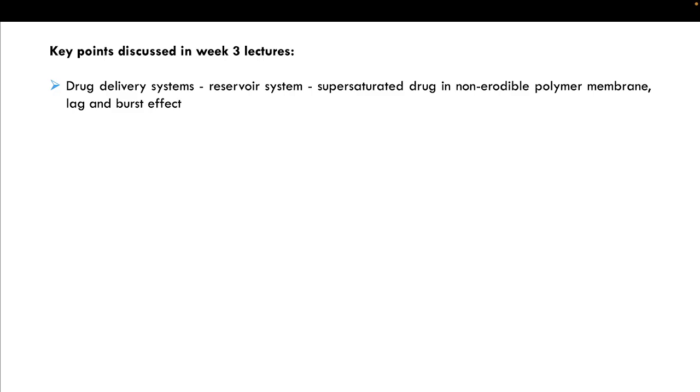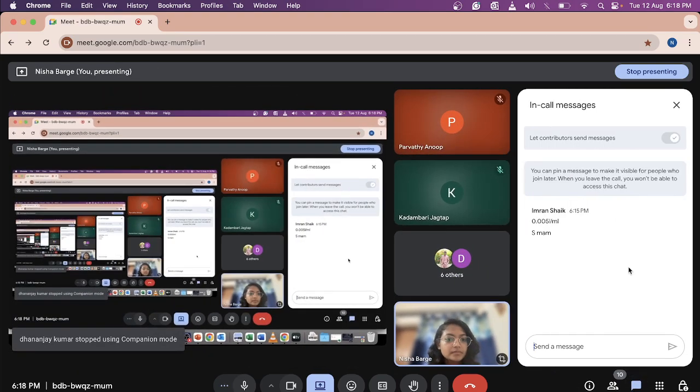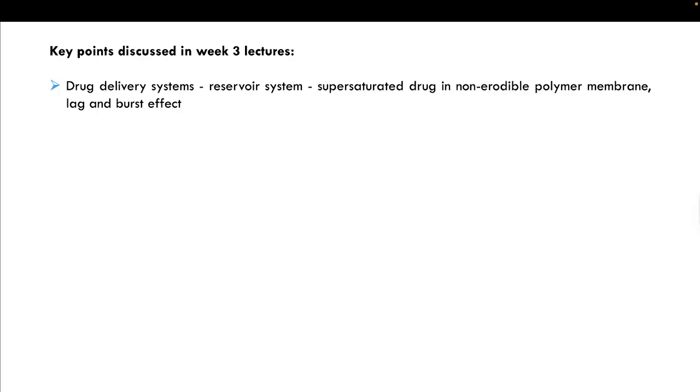At the end of week 2 lectures, we also saw something known as reservoir system. So reservoir systems are nothing but a supersaturated drug in a non-erodible polymer membrane. So what does reservoir system mean? Let's say you have a drug core, and on the surface of this drug core, there is a non-erodible polymer membrane covering this entire drug core.